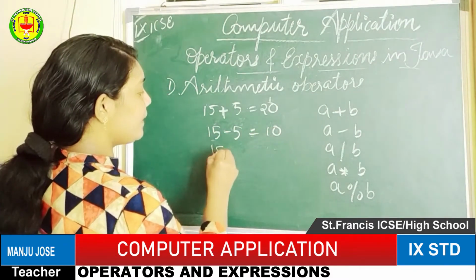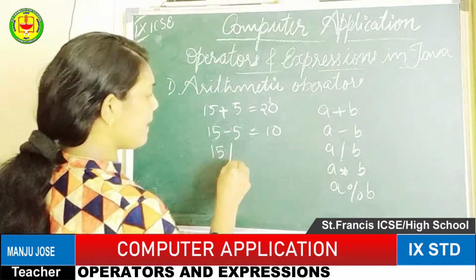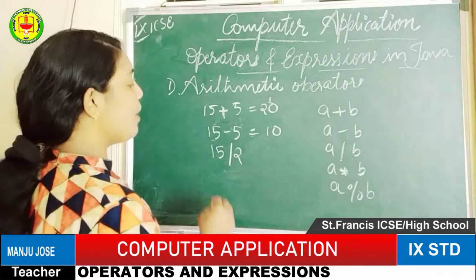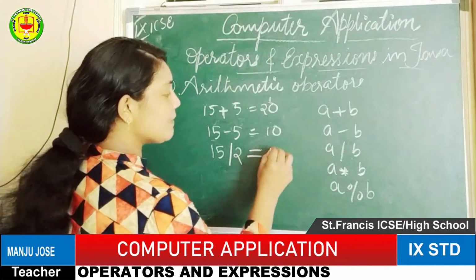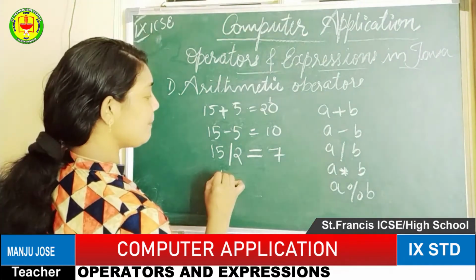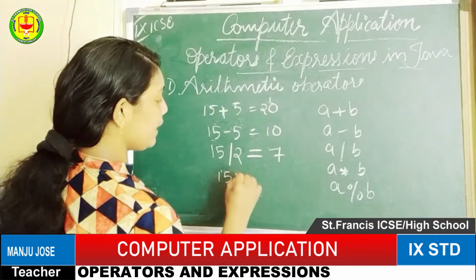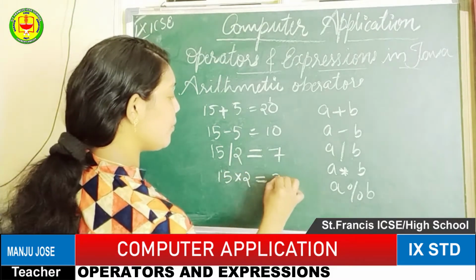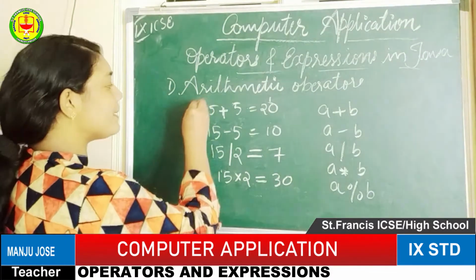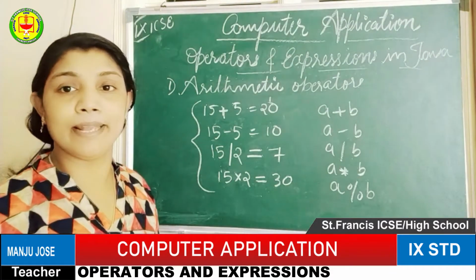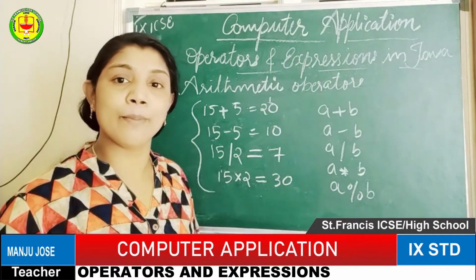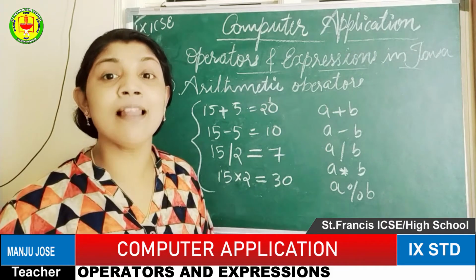Then 15 divided by 2. I have given 2 because otherwise the calculation will be more. 15 divided by 2 means we will get 7 as the answer, with 1 remainder. The next, A into B, means 15 into 2 equals 30. So these 4 operators we are very familiar with because we already know them, and they are the basic arithmetical operators we use while doing mathematical calculations.